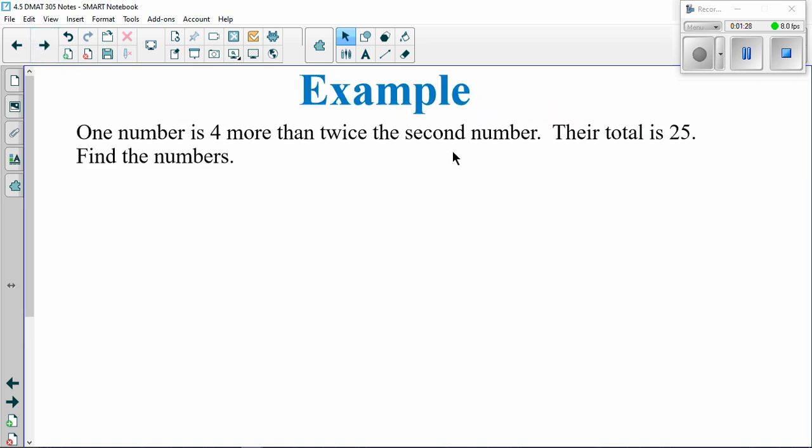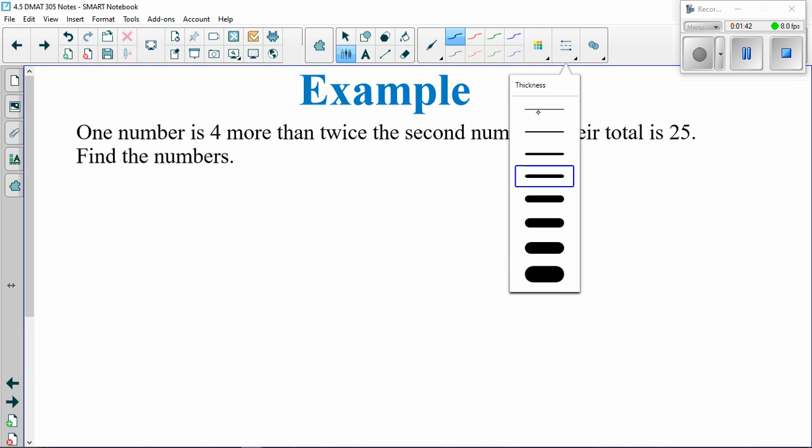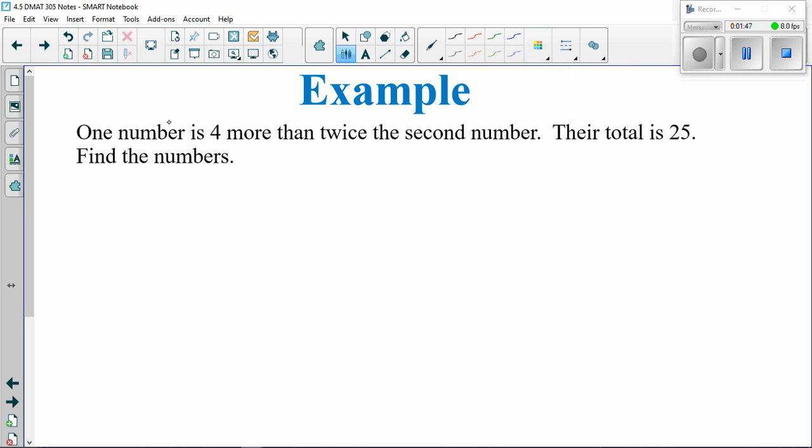So for example, we'll start out with something really simple. So one number is 4 more than twice the second number. Their total is 25. So we are going to get this pen where it writes. All right, so one number is 4 more than twice the second number. So we have 2 numbers. So let x be your first number. So x is the first number, and let y be your second number.